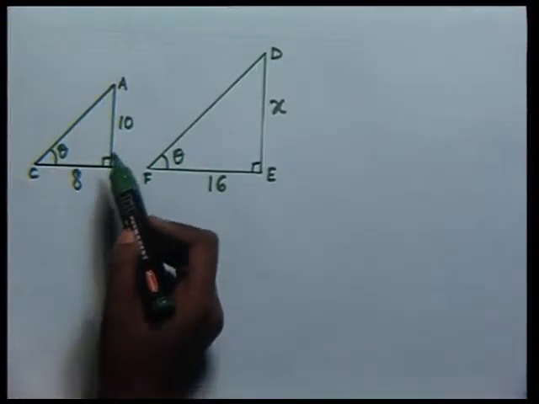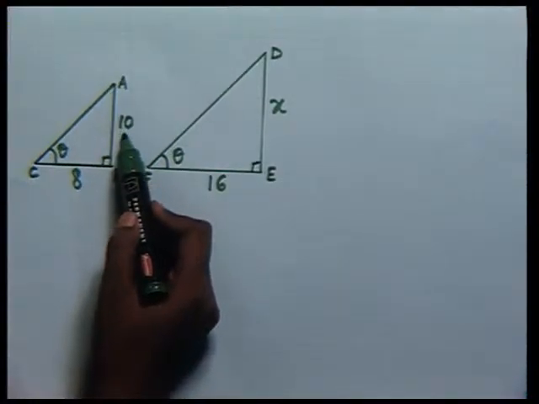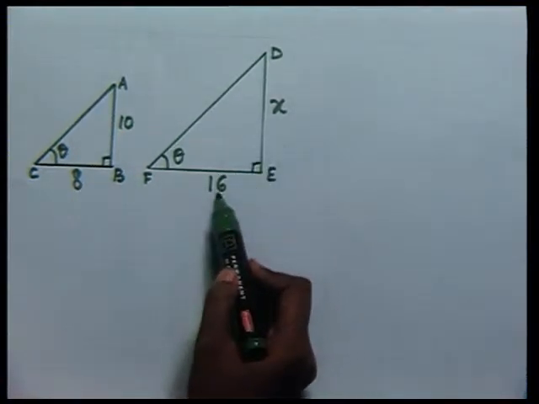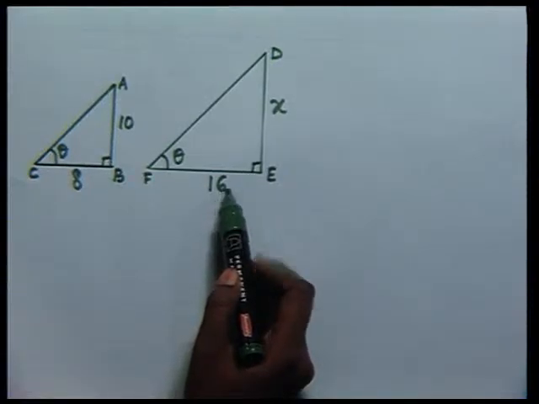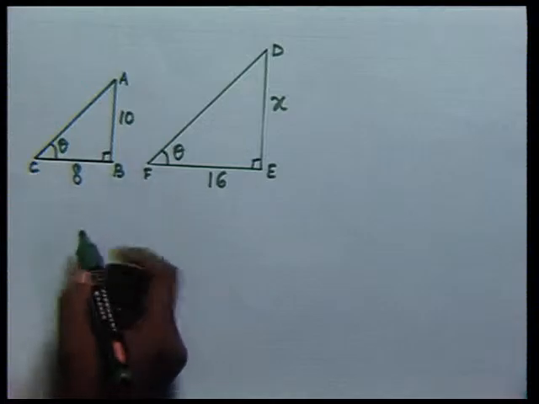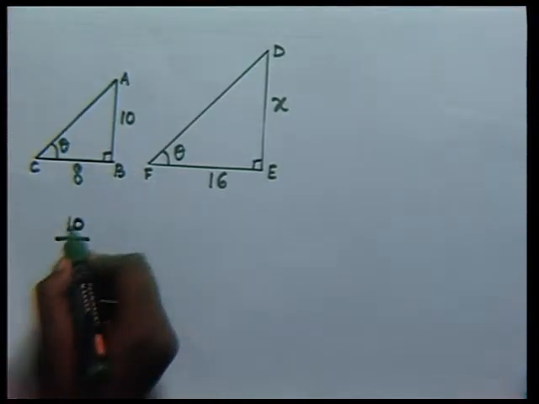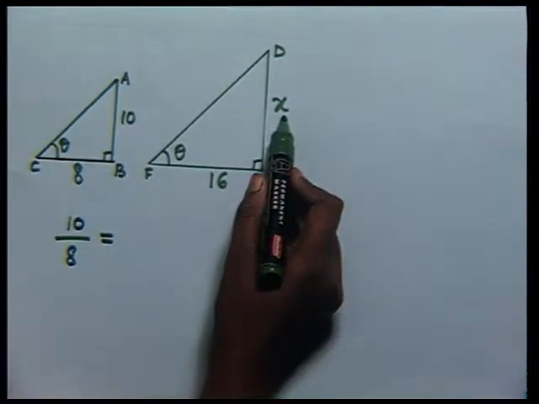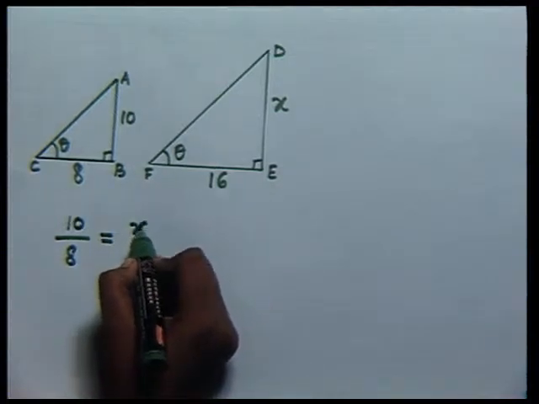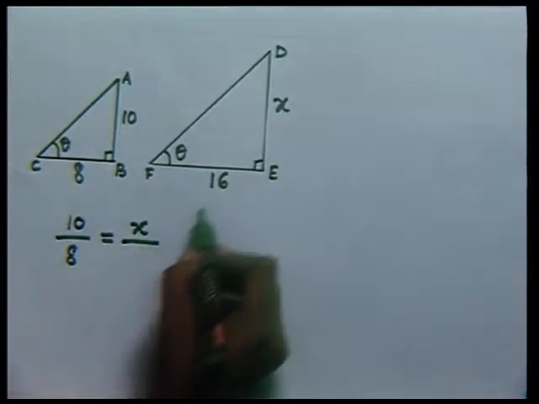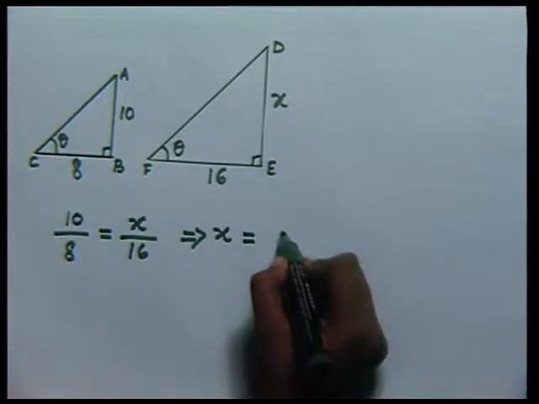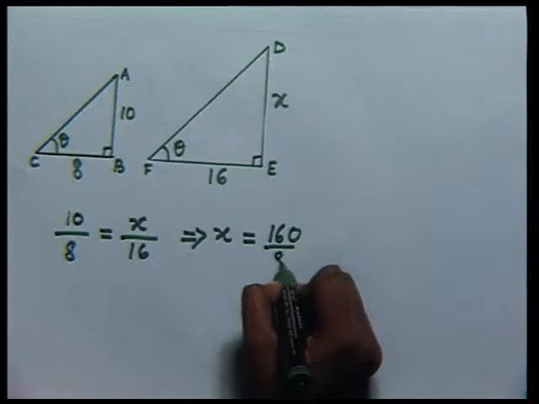That means in this case the ratio of the perpendicular upon the base of this triangle will be equal to the ratio of the perpendicular upon the base of this triangle. So, if the perpendicular in the first triangle is 10 units and the base is 8 units, then this ratio will be equal to the perpendicular which we have to find out, and we have for this moment taken it as x, upon the base, that is 16 units. That gives us the perpendicular of this triangle, that is x, equal to 160 upon 8, which is equal to 20 units.